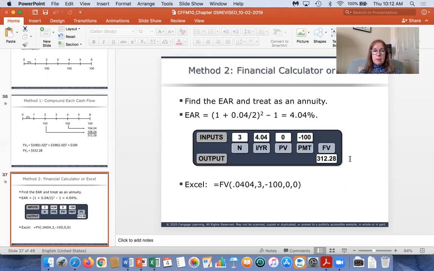Another way to do it, I don't really do it that way. I would make this 2 and I would make this 6. But another way to do it is to use that effective annual rate formula and calculate the effective annual rate and then use that as your interest rate. That's what they're showing you here.